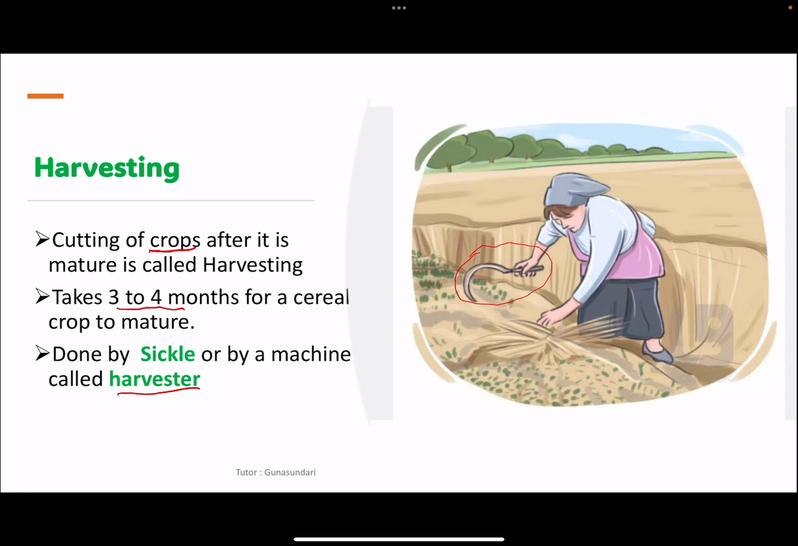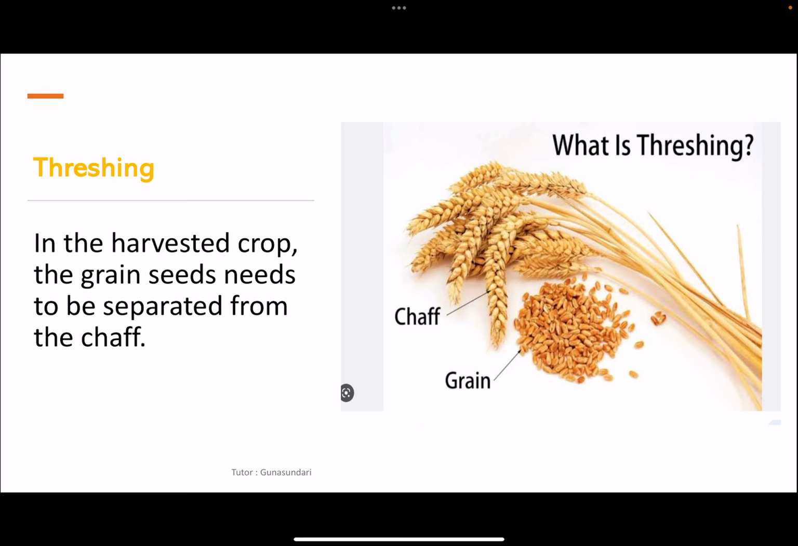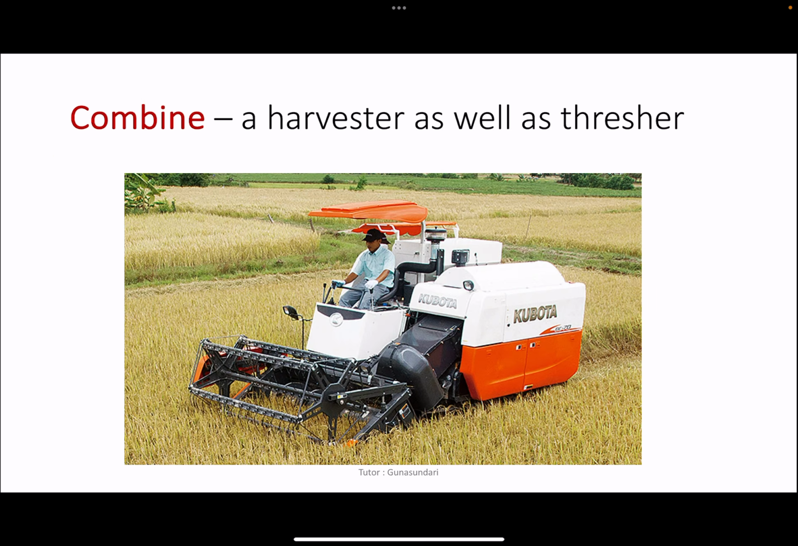And in this harvesting technique, you have the process called threshing. So what do you mean by threshing? In the picture you can see the grains and chaff. Chaff is the outer part of the grain. So in the threshing process, the grain has to be separated from the chaff, from the outer part. Then only we are able to eat it. Then only the grains can be easily digested when we take it inside. So this is called threshing.